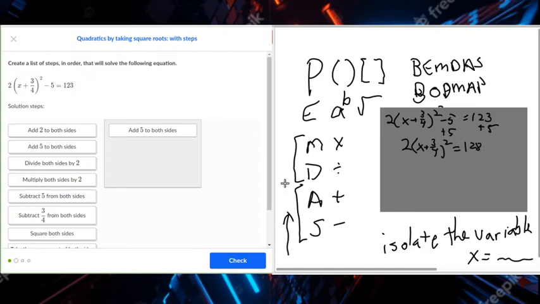We're going to move up here. Well, multiply or divide. We're going to divide both sides by 2. We have that. Divide both sides by 2.